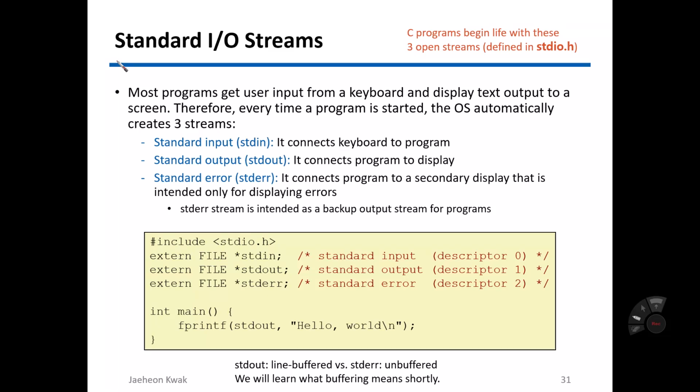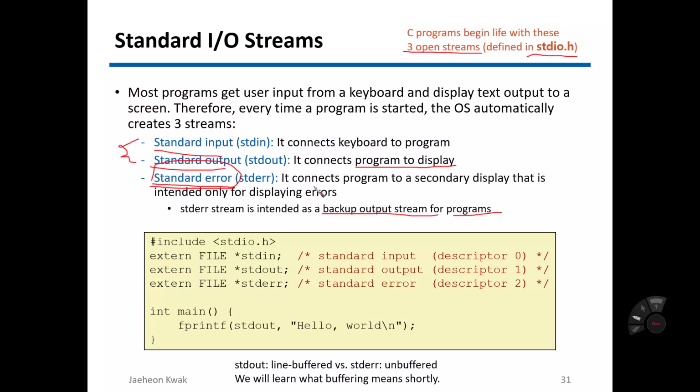So we have standard I/O streams. You began your C programming life by using the standard input-output header, right? They support 3 streams: standard input, standard output, and standard error. Standard input connects the keyboard to the program, and output connects the program to the display. I guess you are familiar with standard input and output, but not with standard error. It's a backup output stream for programmers.